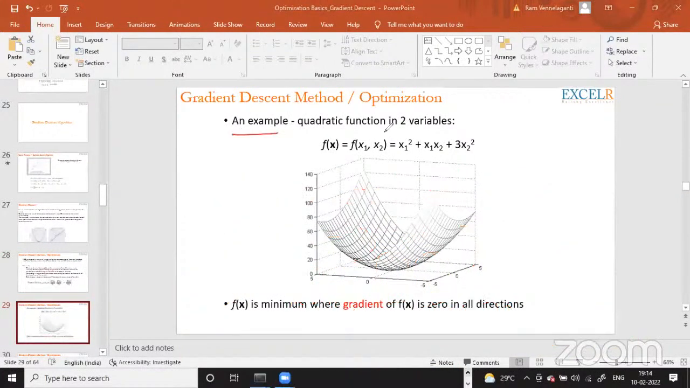So we have an example here. We have a quadratic function in two variables, x1 square plus x1 x2 plus 3x2 square. So x1, x2. This is our cost function that we have.